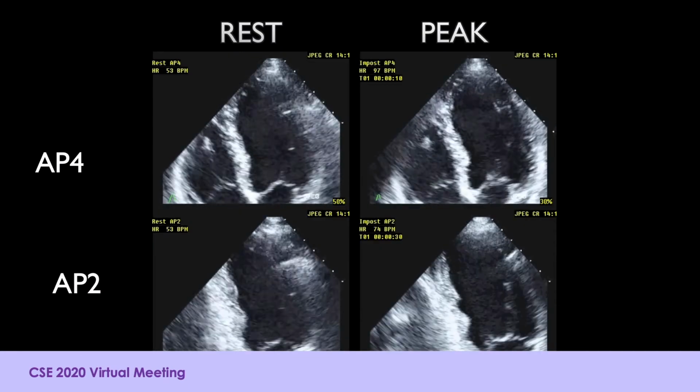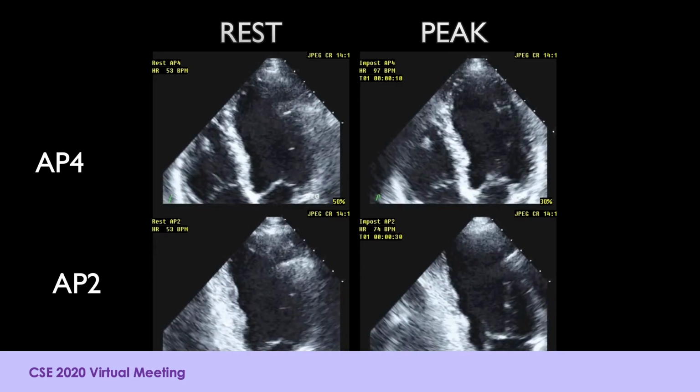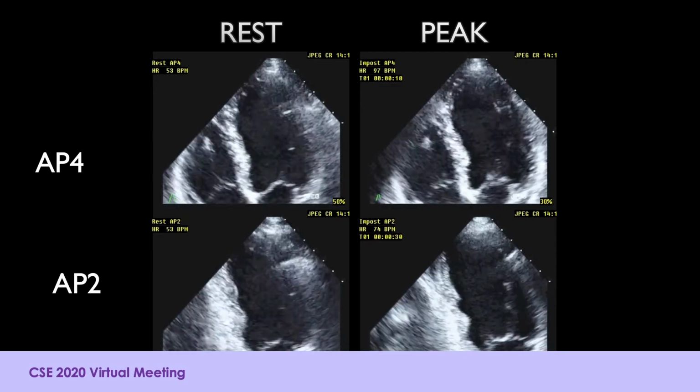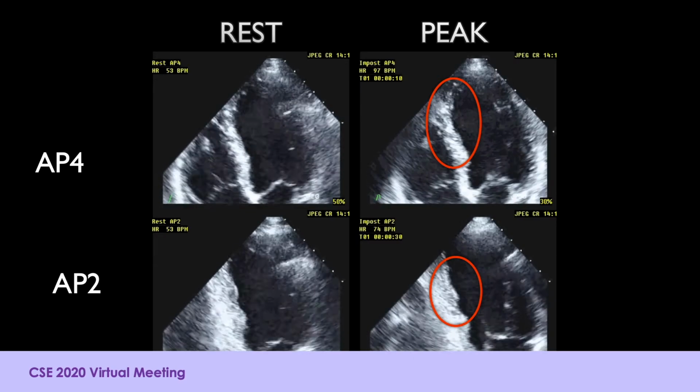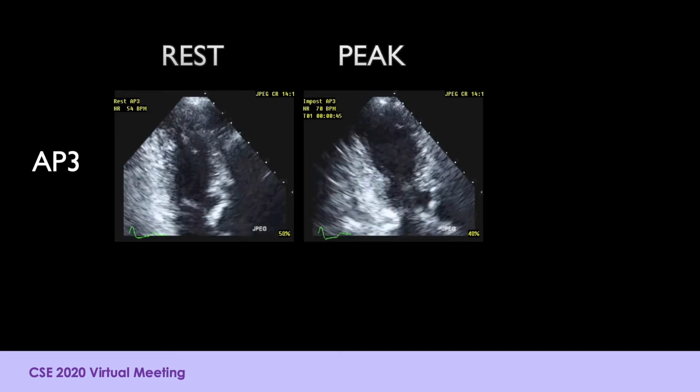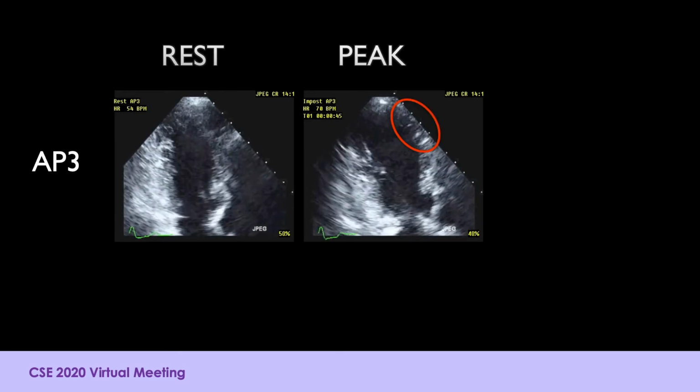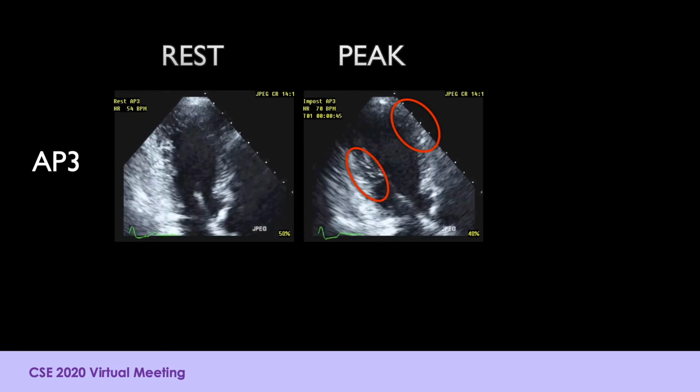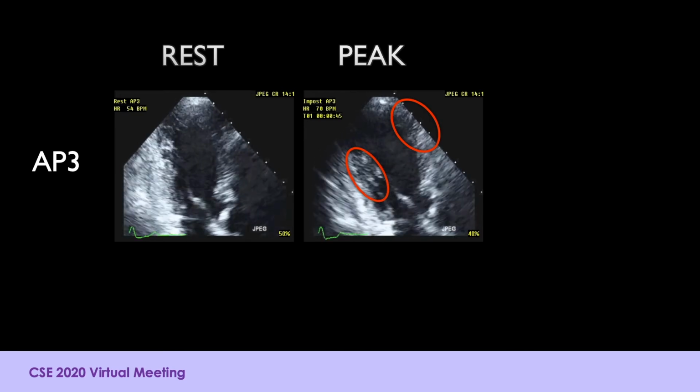His stress echo showed normal resting LV function, but one sees a drop in his ejection fraction with several wall motion abnormalities. His septum is thinned and hypokinetic. Hallmark of ischemia is lack of endocardial thickening. One can see his inferior wall, his basal to mid-inferior segments, are akinetic. In his apical three-chamber view, one can see his anteroseptum is hypokinetic, and there's some hypokinesis of the posterior wall.